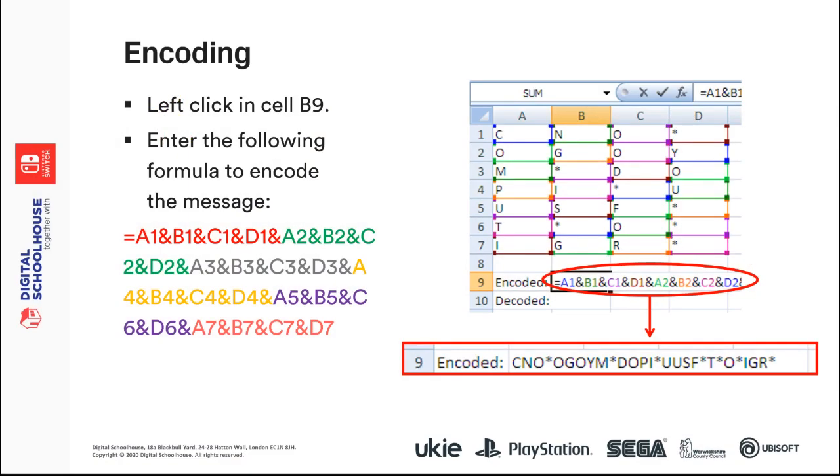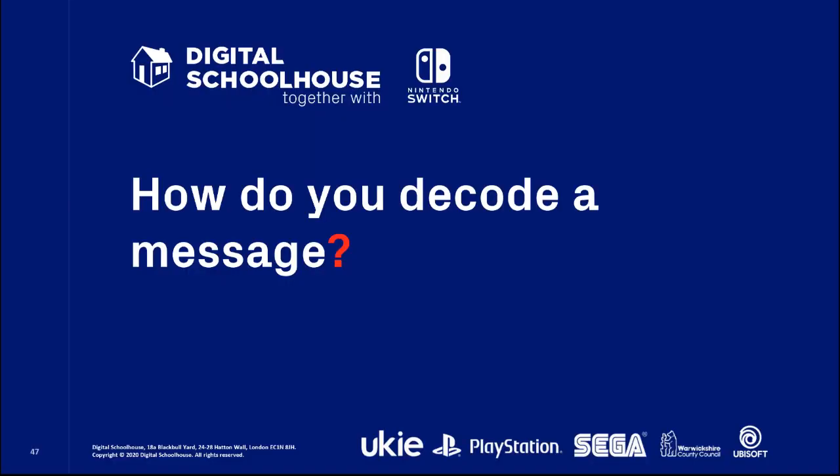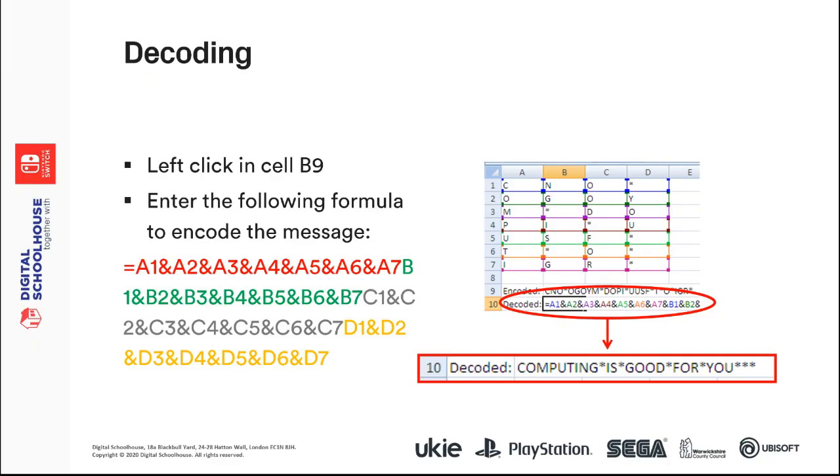Okay, so we've worked out how to do the encoding, the encoded version of our message. But do you have any ideas of how we could decode this simple cipher? So think about the order that you entered the cells and the order you selected the cells in the formula. Anyone got any ideas? So how do we decode the message? We decode it by doing pretty much the same thing as we did to start with, but rather than going across the columns to select our message, we're going to go down the rows this time.